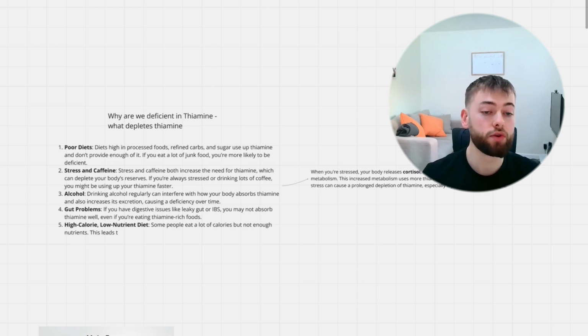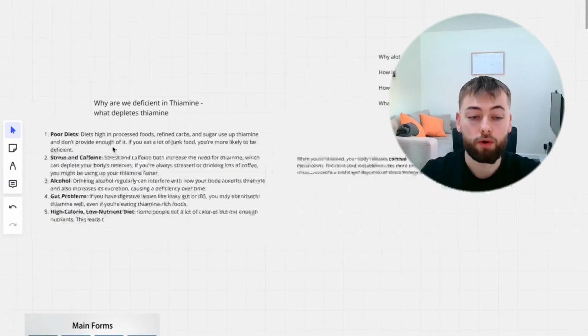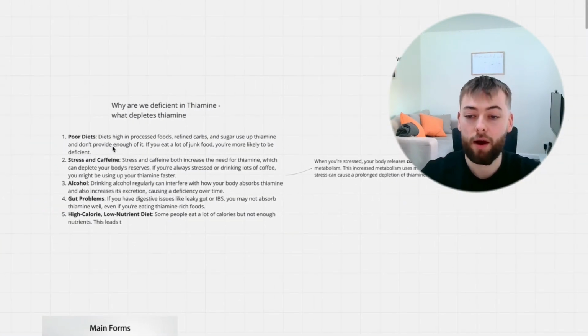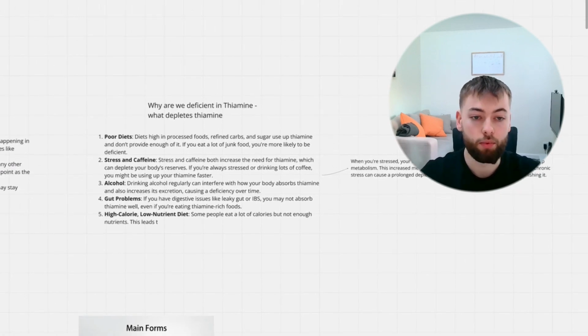Of course, we have the issue of soil depletion as well. So it's really hard to get certain B vitamins in and just generally have a healthy life when we have such depleted soils over the years. So modern day living depletes thiamine. Now, I don't know how much detail I want to go into, because we can really break down how stress and cortisol can affect thiamine.